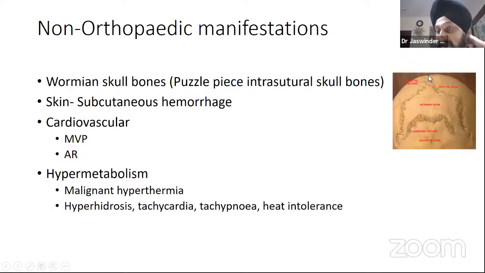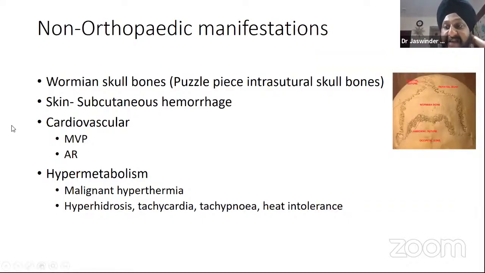Also, the skull bones will be Wormian bones. So basically, these are the intrasutural bones. These are the sutures like the sagittal suture, parietal suture. In between the skull bones, there will be something like puzzle-shaped bones. Okay, so those are called Wormian skull bones. The skin is prone to subcutaneous hemorrhages.